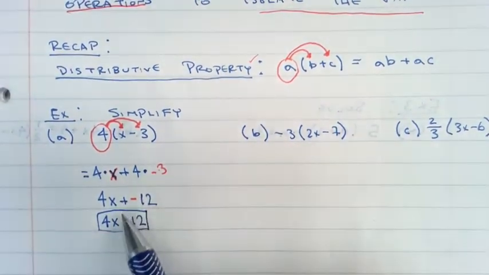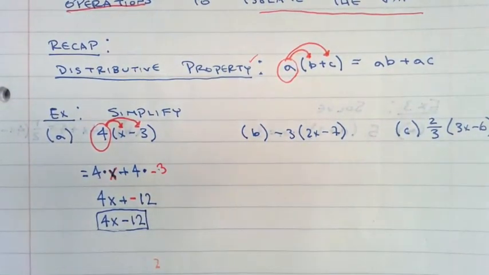Because remember, positive times negative becomes negative. And that's what you do. So remember, this is a quick recap, that's a review. You've already seen this before many times. Alright, let's go to B.